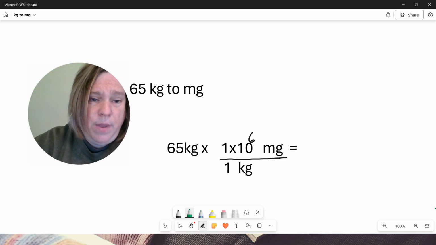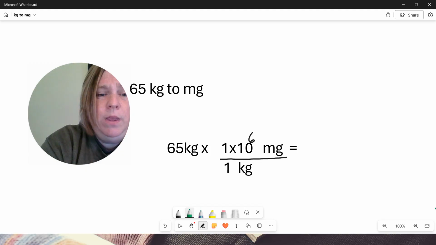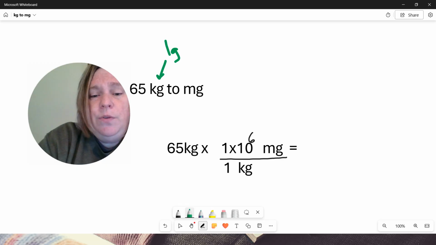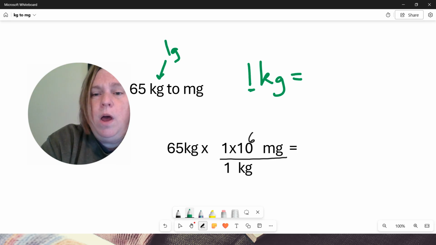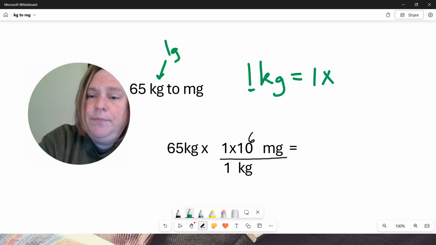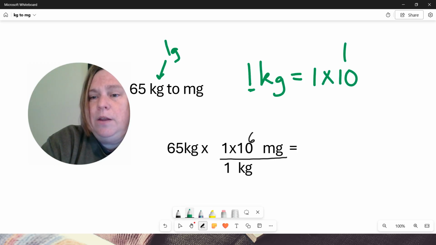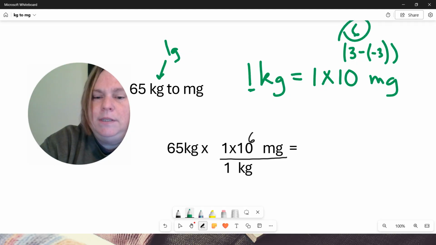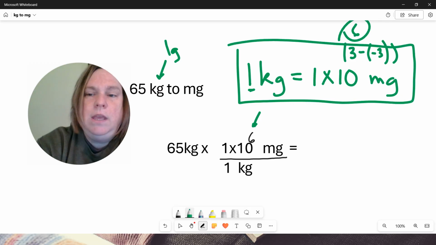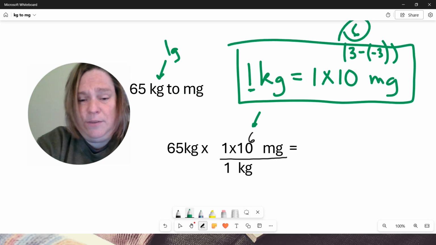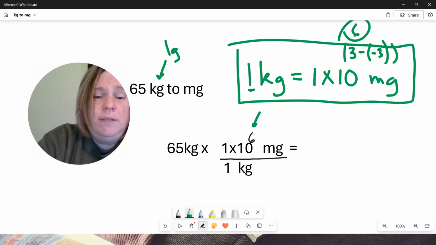Okay, in this problem, we're going to go from 65 kilograms to milligrams. And right away, I can see this is the larger unit and milligrams is the smaller. So therefore, 1 kilogram, since it's the larger, it gets the value of 1, will equal how many milligrams? Well, if I subtract the units, it's going to be 3 minus a -3, which means it's a 6. So we're going to use the 6. So you can see that I've already done that. I've also put this equivalency, 1 kilogram equals 1 times 10 to the positive 6 milligrams, set up in the problem in such a way.